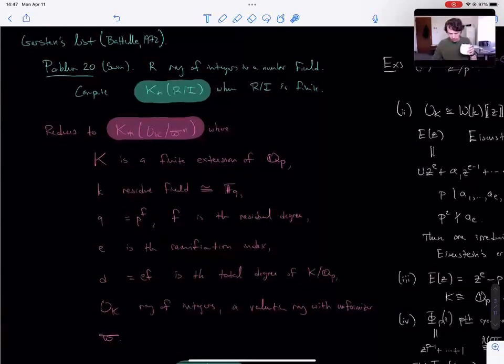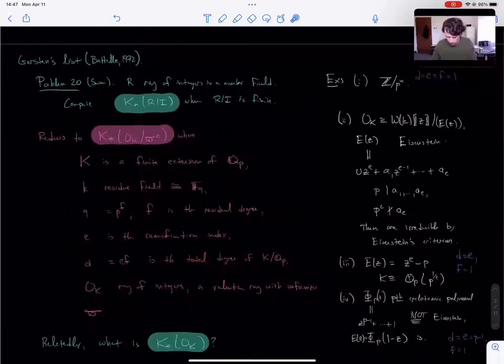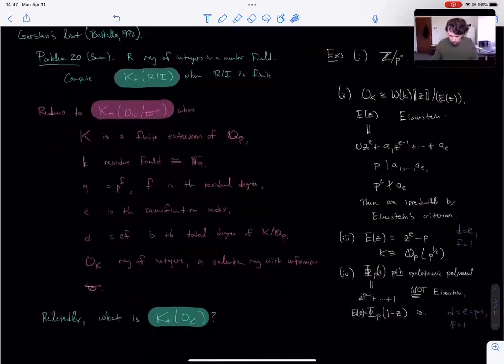Okay. So seems like this is kind of running off the page. Oh, that's because it is running off the page. Okay.